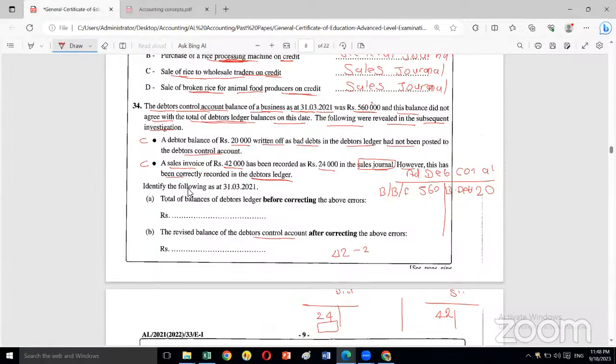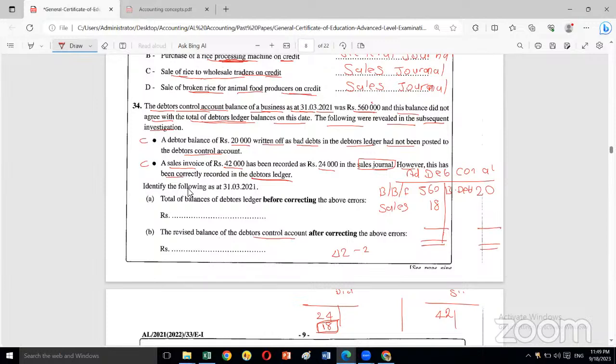The amount is 42, but they have recorded 24. So how much do I need? Another 18. This is 42, and this one also should be 42. In order to correct this error, I have to put 18,000 on the debit side. So here I am going to put 18,000 on the debit side as sales. Is there anything else? No. It should actually be 42, but they recorded less, so I add the difference. I have added 18. So finally, now I am going to balance this off.